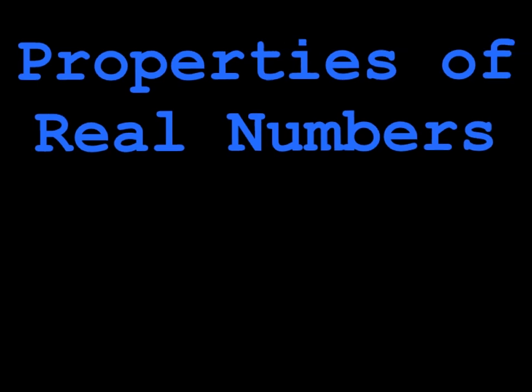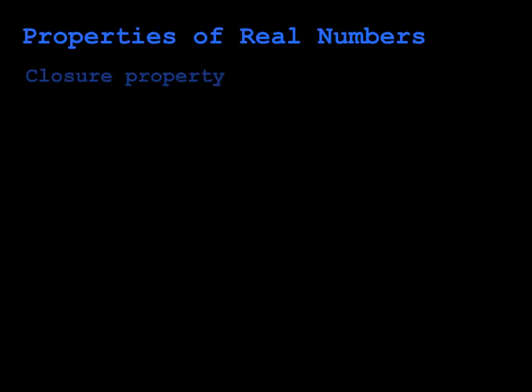Alright, we have 6 categories of properties that we're going to discuss, and then each of these is broken down into 1 or 2 different properties based on the operations that they apply to. The first of these is the closure property.